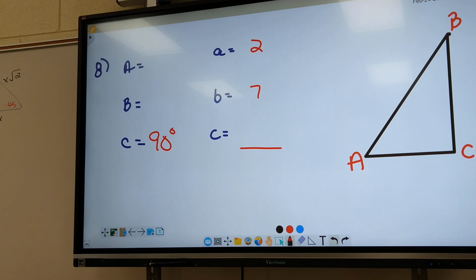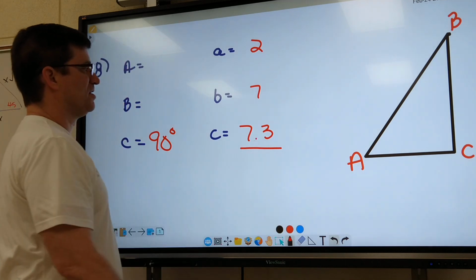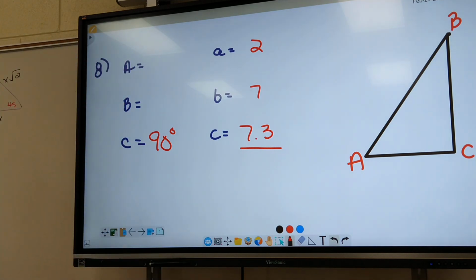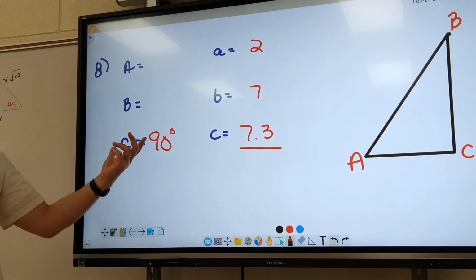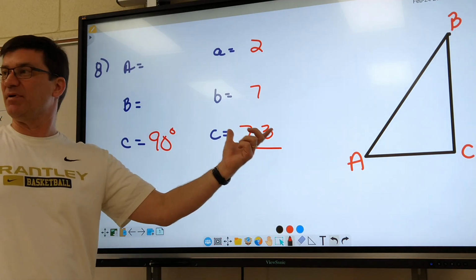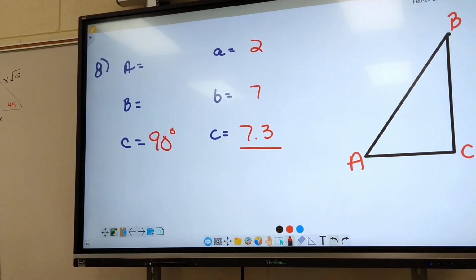Somebody make that a decimal for me. 7.3. All right, is it okay with 7.3 going on side C? It's got to be the longest side, doesn't it? Because isn't this going to be the longest side, opposite the biggest angle? So side C has got to be the longest or the biggest number every time. As long as it's the biggest number, you're good.